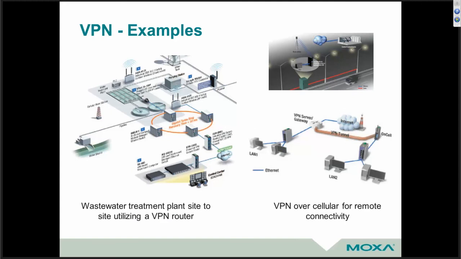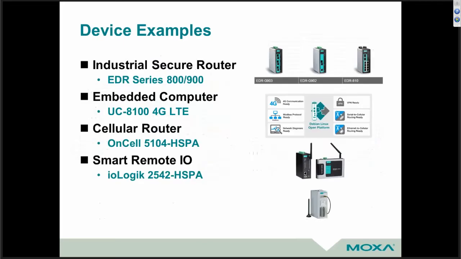So some VPN examples. Most people think of the typical wired VPN where you've got fiber or Ethernet connecting to it. But there's also VPN for cellular for remote connectivity. In the industrial transportation market, we see cellular used quite a bit, and VPNs can be used over that medium as well. So some Moxa devices where you can get VPN. I mentioned earlier the EDR series, which is our industrial secure routers, the 800 and 900 series. If you're building embedded computers, we've got the UC8100 with 4G LTE that also supports OpenVPN and IPsec VPN, as well as other secure protocols. And cellular routers with our OnCell and 5104, and even the ioLogik smart remote IO with the 2500 series, if you connect this up to the cellular network, you can use a VPN.